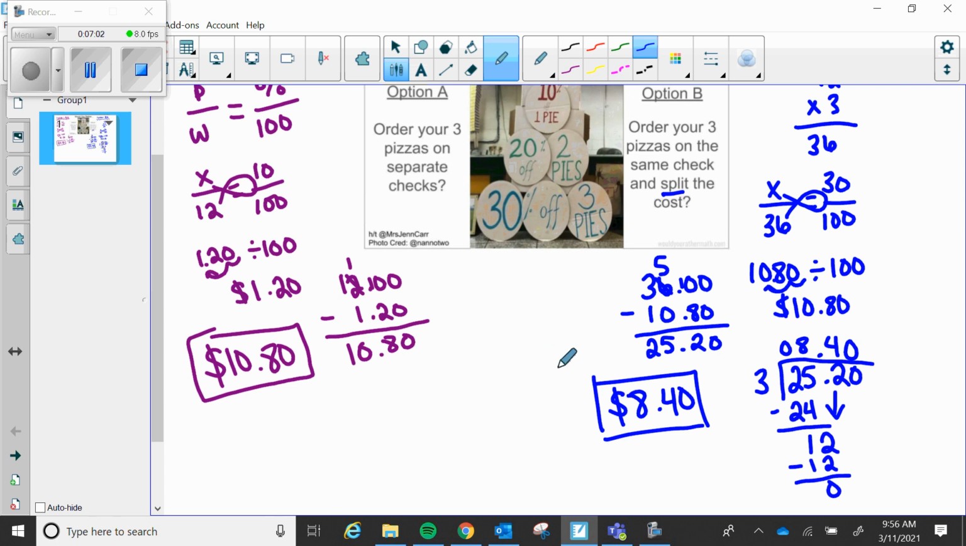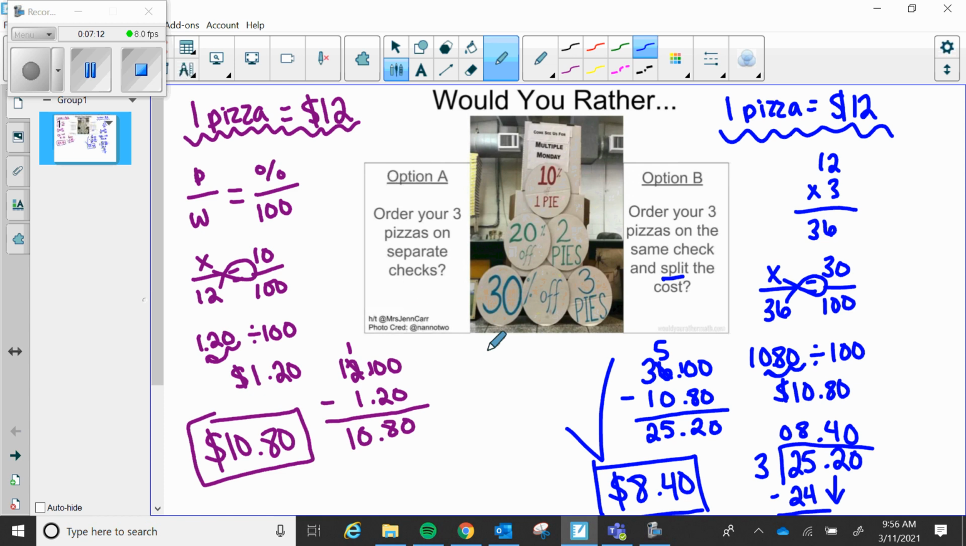So in my opinion, based on the math and the proportions that I set up, I would choose option B. You might want to do option A if you did your math differently, or if you set it up in a different way, and that's fine. As long as you're using math to explain and prove why you would rather have one option versus the other, that's okay with me. On the assignment for today, you have 2 options.